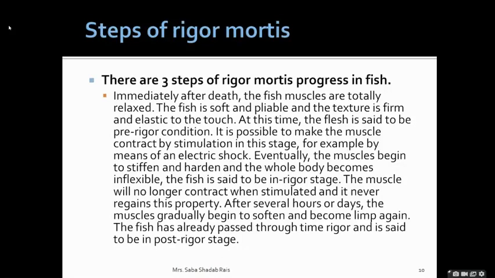So now there are various steps. Immediately after death, the fish muscles will totally relax. The fish will be soft and pliable, and the texture will be flexible and elastic to the touch. At that particular time, the first stage, the flesh is said to be in the pre-rigor condition. It is possible to make the muscle contract by stimulation at this stage. For example, if you give an electric shock, you will find that the fish shows muscle contraction.